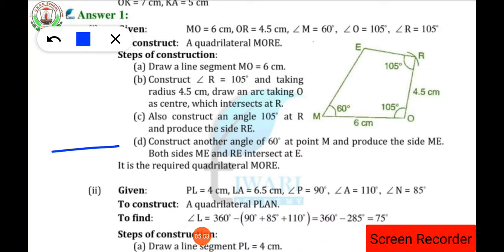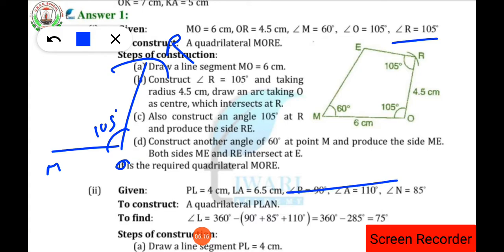Then after doing so you will get the angle of 105 degree at point O, and here you will get the 105 degree measurement. Clear? Now with the same, as angle R is given as 105 degree, suppose this is O and this one is R. Keep the protractor center at R and draw again how much degree?